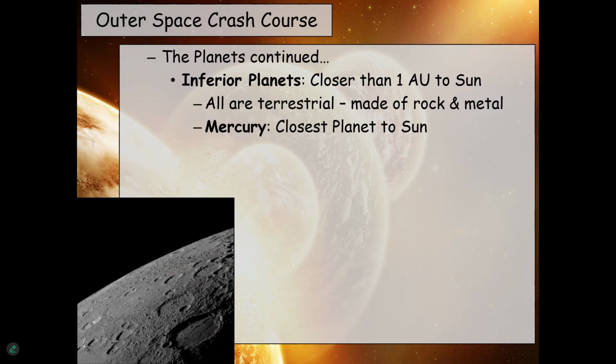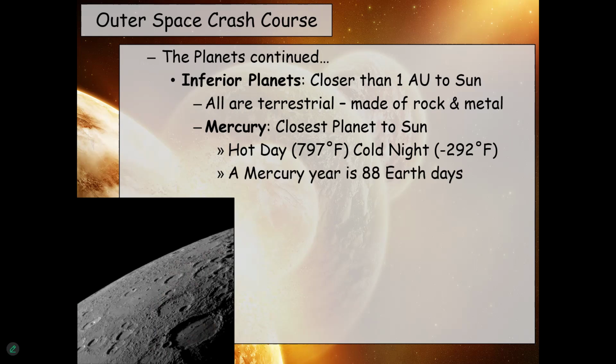Mercury is the closest planet to the sun. It gets pretty hot in the daytime, almost 800 degrees, and it gets very cold at night, almost negative 300 degrees. But here's the deal. One year on Mercury only takes 88 Earth days. Remember, a year is just the time that it takes to travel around the sun one time. Because Mercury's closer, it only takes Mercury 88 days to get around the sun.